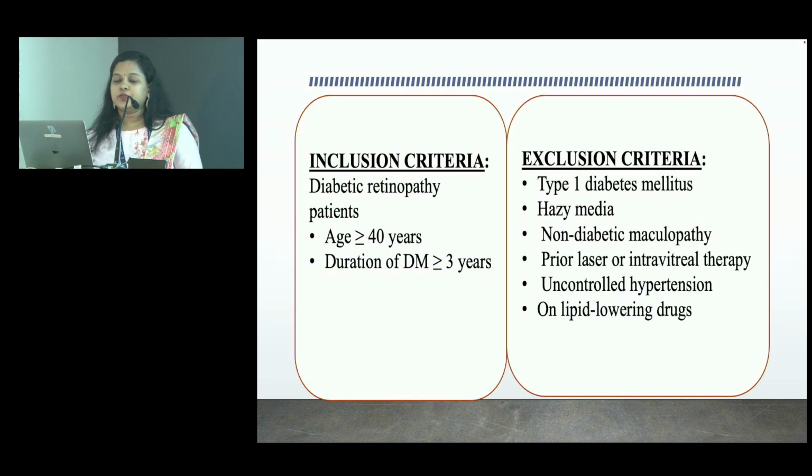Inclusion criteria included diabetic retinopathy patients aged more than 40 years and duration of diabetes more than 3 years. Exclusion criteria excluded type 1 diabetes mellitus patients, patients with AC media, and patients with non-diabetic maculopathy. Patients who had undergone prior laser or intravitreal therapy, patients with uncontrolled hypertension, and patients who are on lipid lowering drugs were excluded.